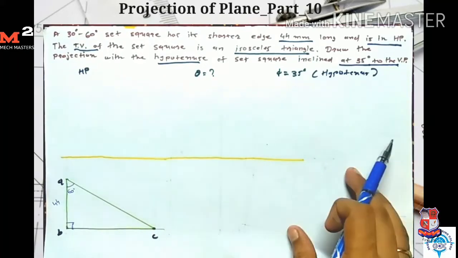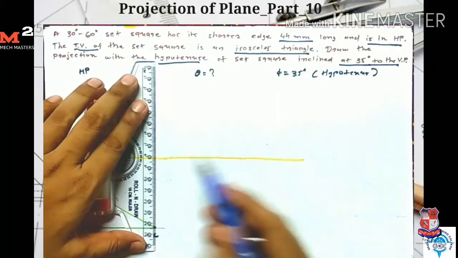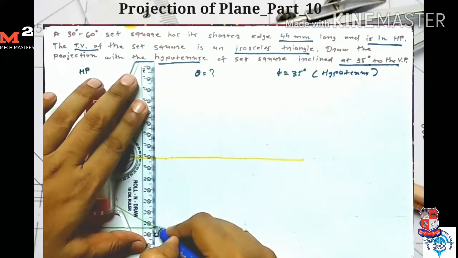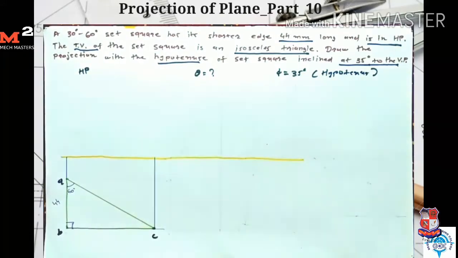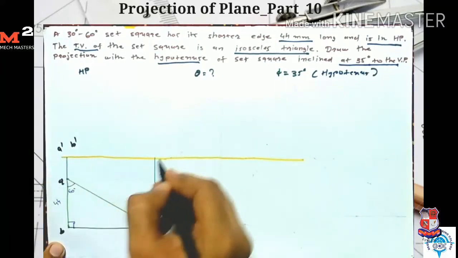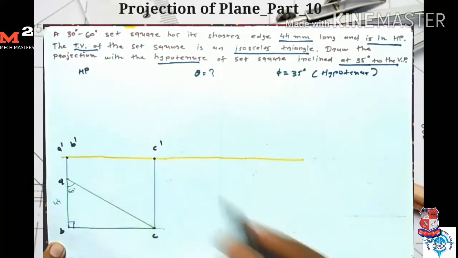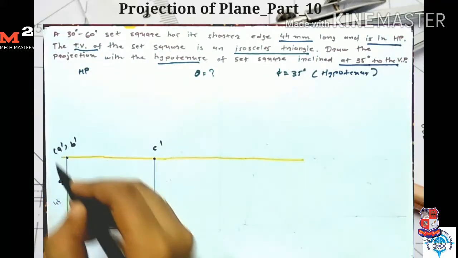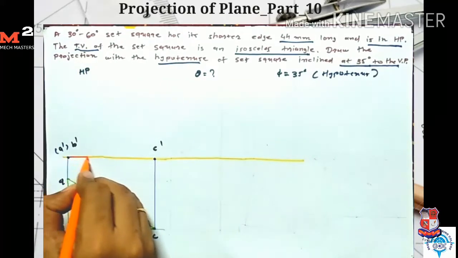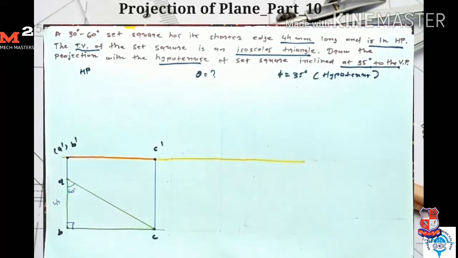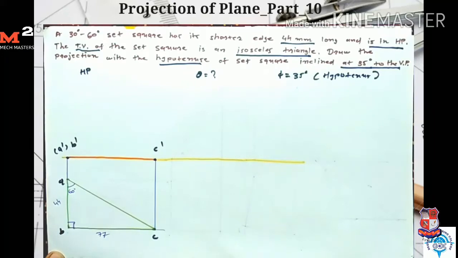Now for drawing the front view, I just simply take the projection. So here I get my points A dash, B dash, and here I get my point C dash. Here A dash point is a hidden point. So after joining A dash C dash, I get my front view. So in this way I complete the first stage. If I measure the length of BC, then the length is equal to 77 mm.